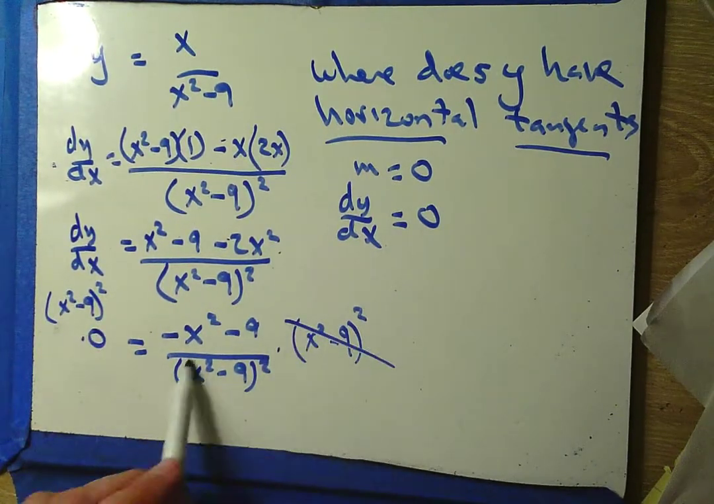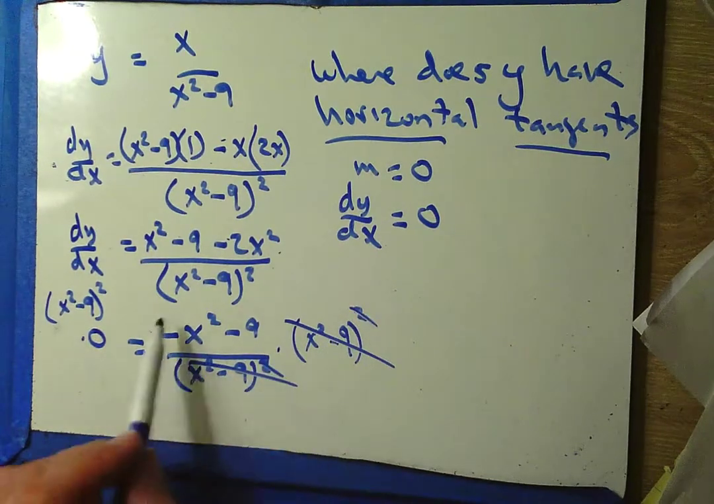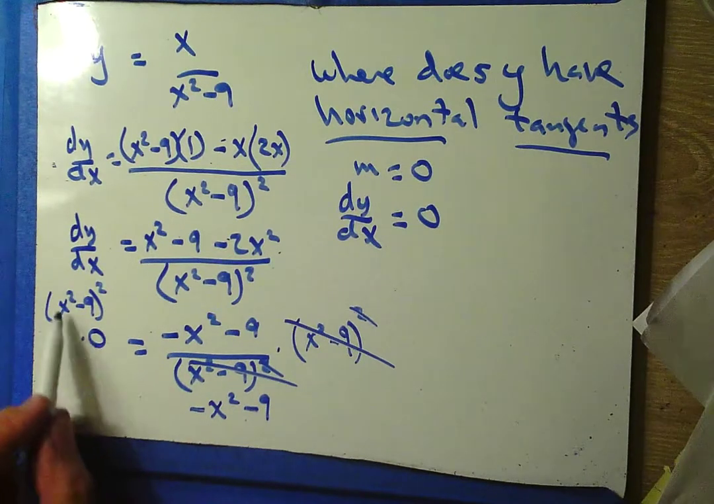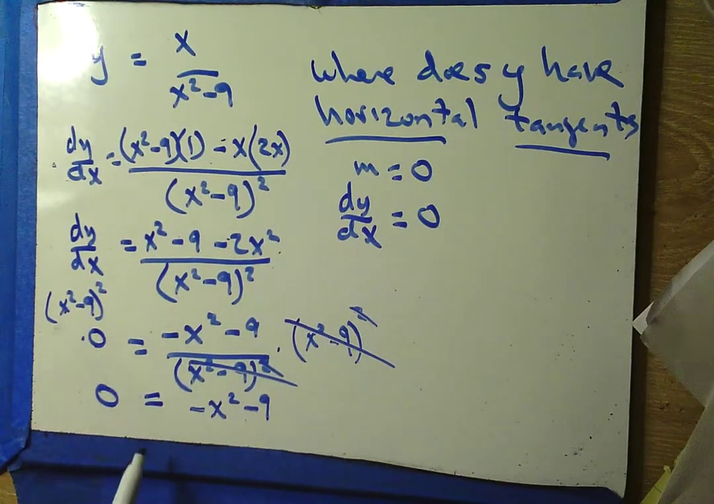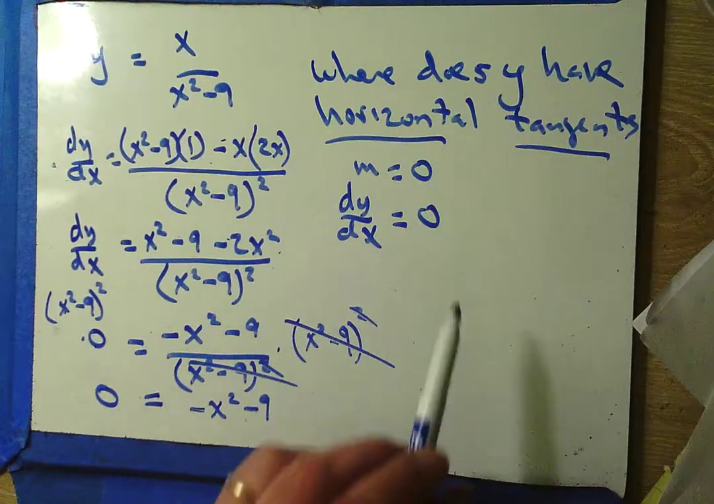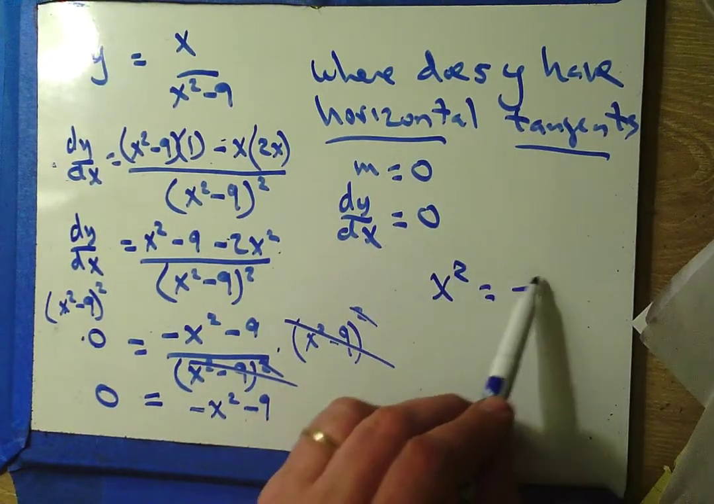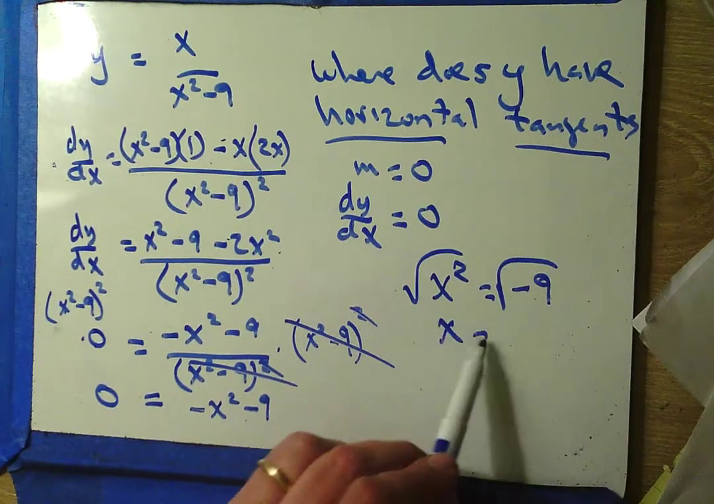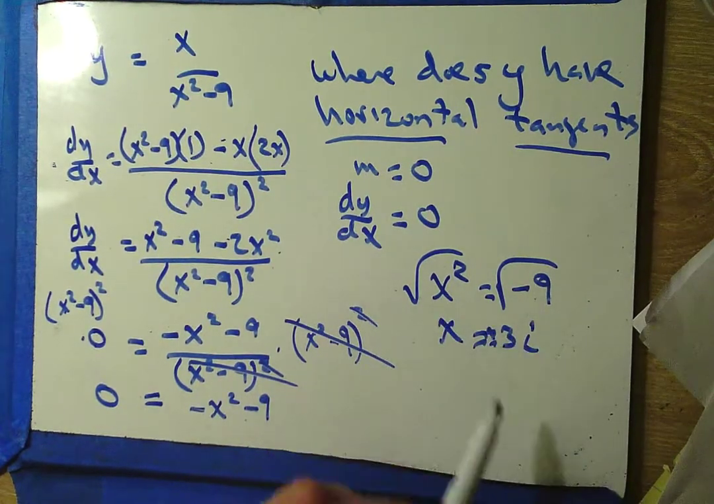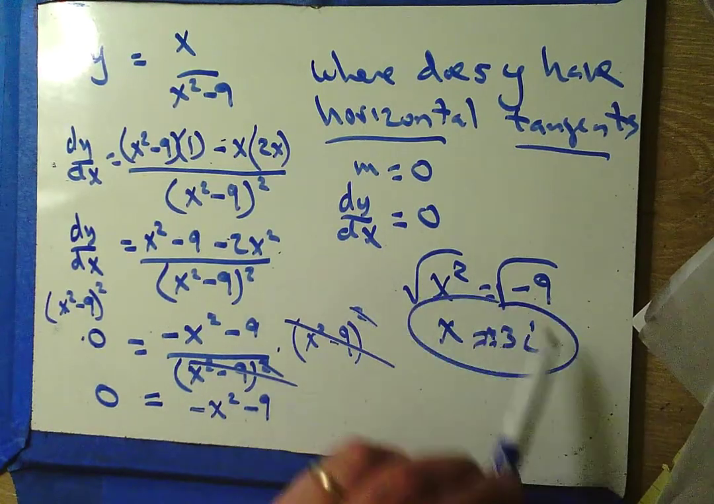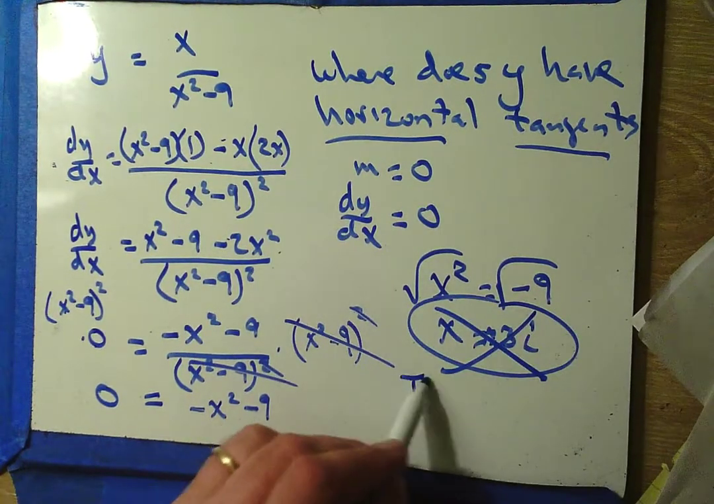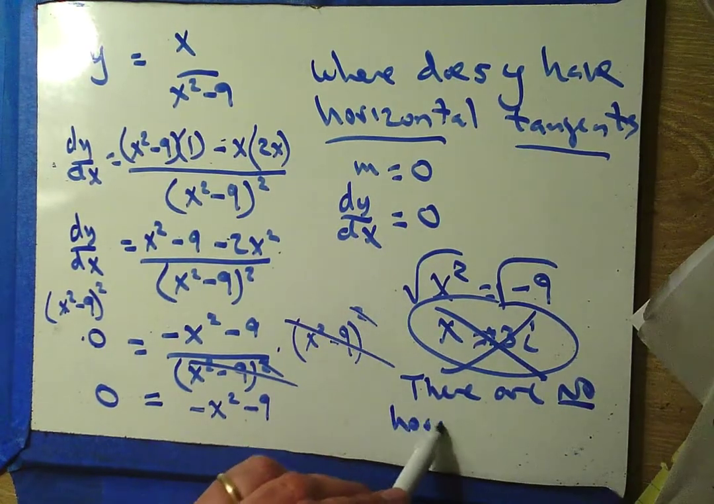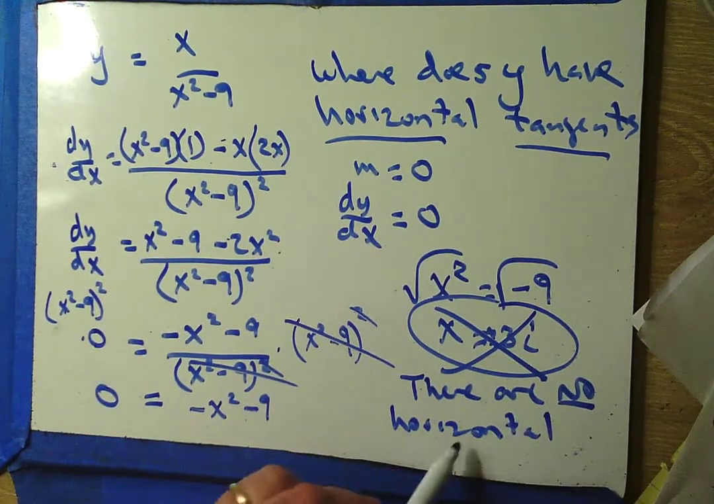Well, over here, these are going to cancel, right? And so we're left with negative x squared minus 9. But over here, 0 times all this stuff is 0. So now let's add x squared to both sides. Uh-oh, do you see why? Now, uh-oh. Yeah, so when we get this, we say there are no horizontal tangents.